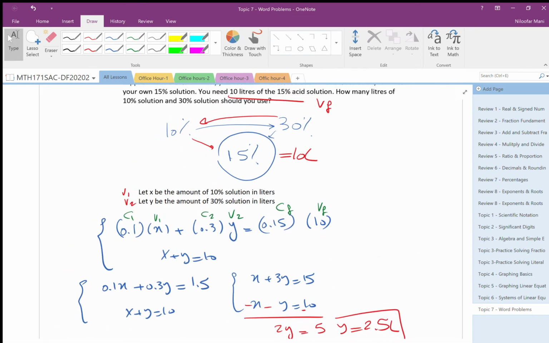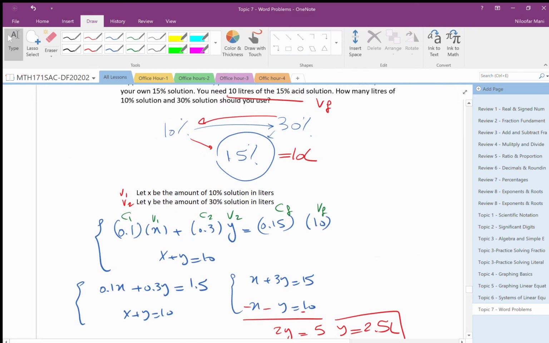I want to mention something else here. I talked about estimating your answer. When you look at your question, you know you need 10 liters, and you have to mix 10% with 30%. Do you think you need more from 10% or more from 30%? This means estimation of your answer. Which one more? Which one less?